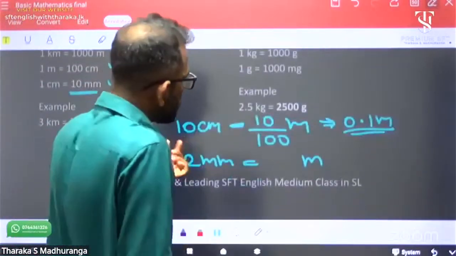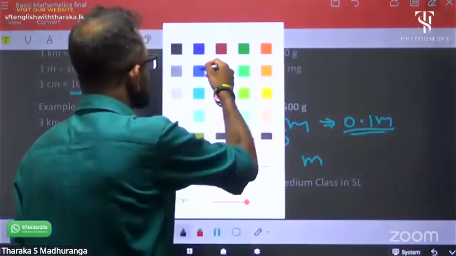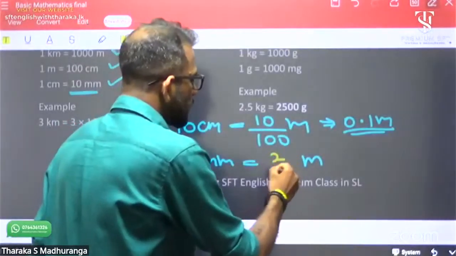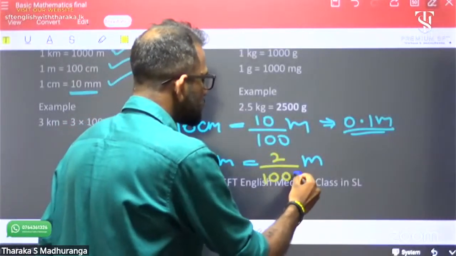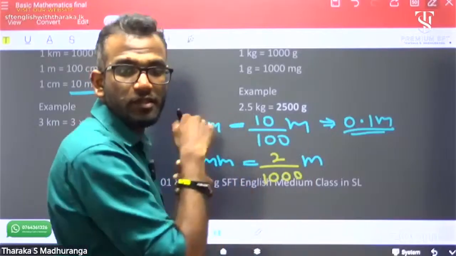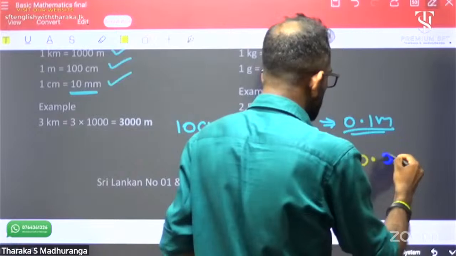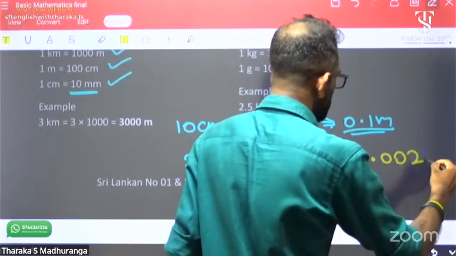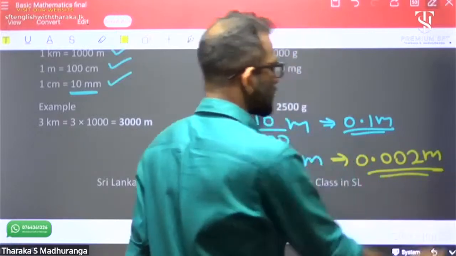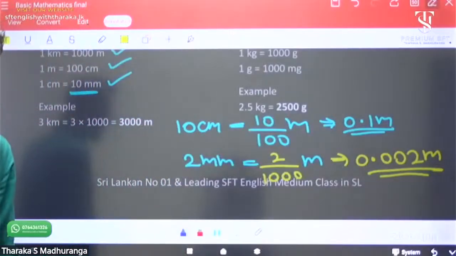Then 2 millimeters, how do you convert it into meters? 2 divided by 1000, because per 1 meter, how many millimeters? 1000. So it is 0.002 meter. Understood?